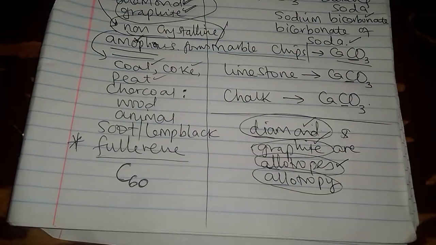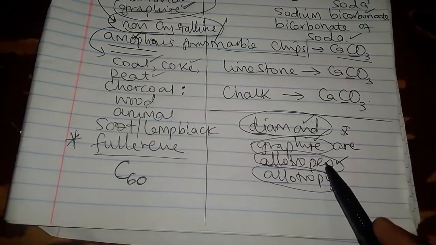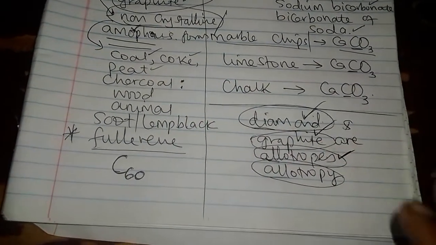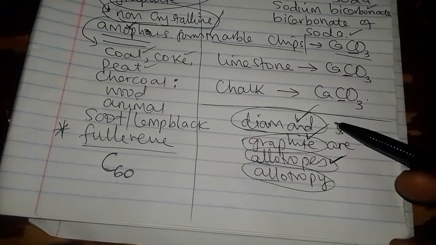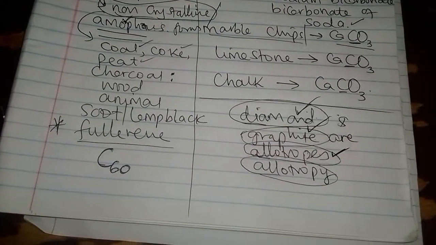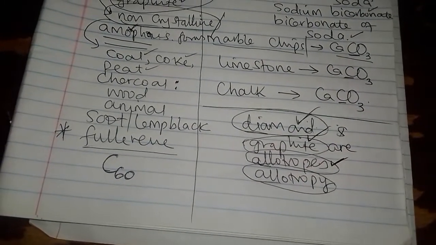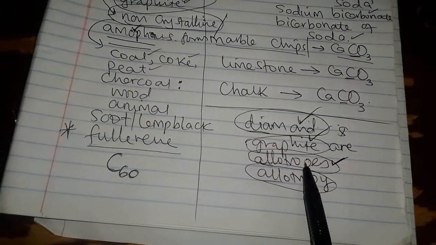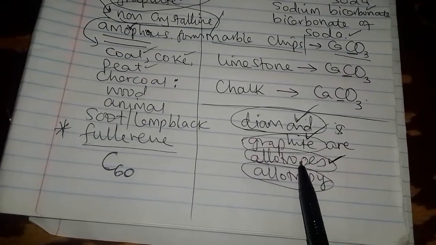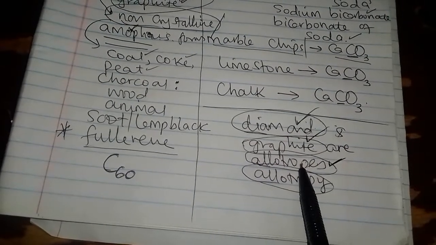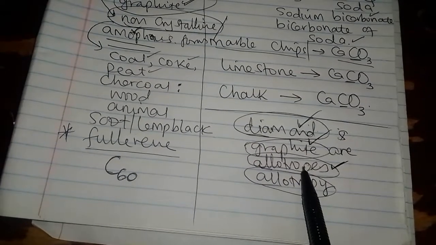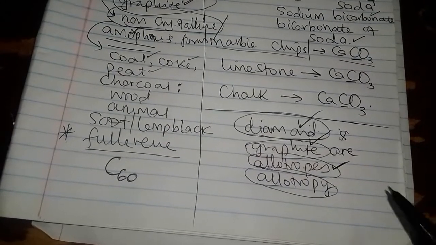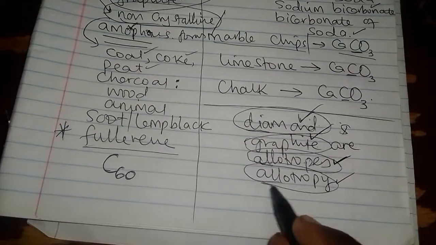For example, these forms of the element can have the same chemical properties, but their physical properties will gradually change. I want to repeat this. Allotropes are forms of the same element in the same physical state, having the same chemical properties, but showing differences as far as their physical properties are concerned. Now, what is allotropy?